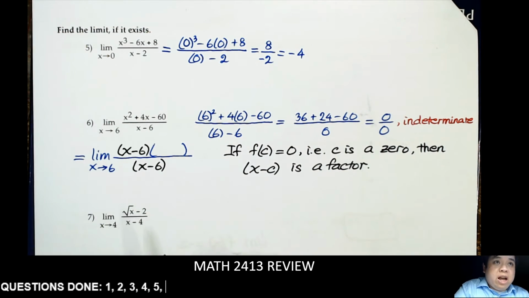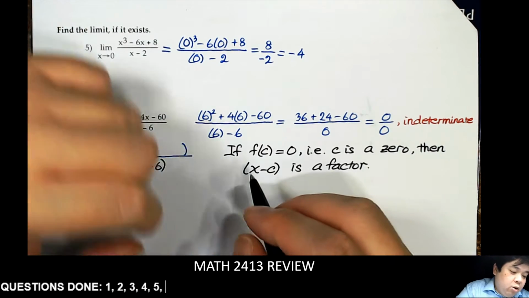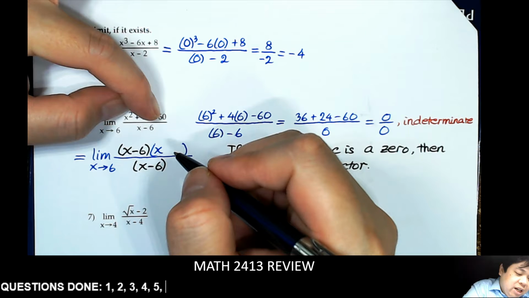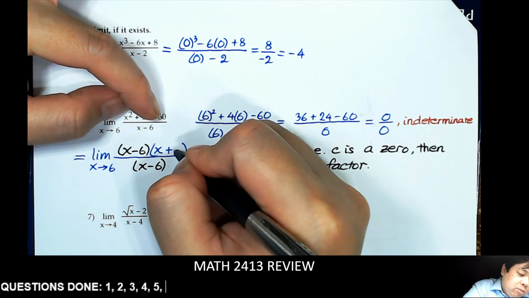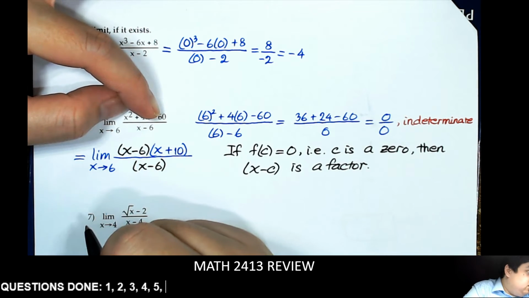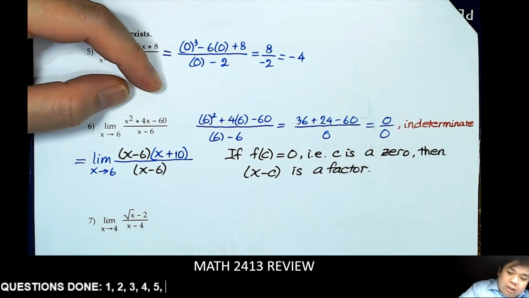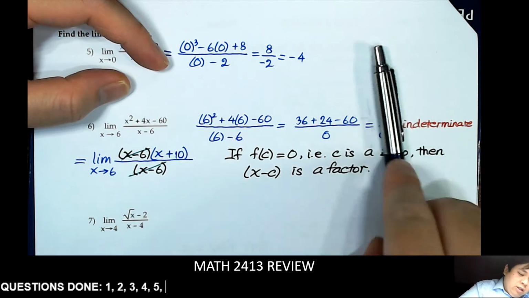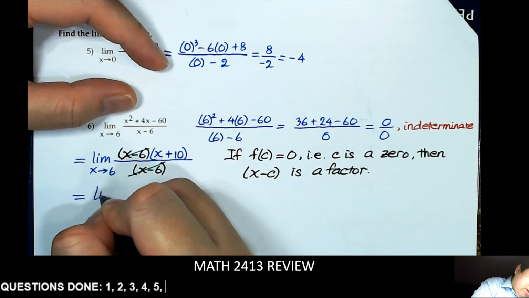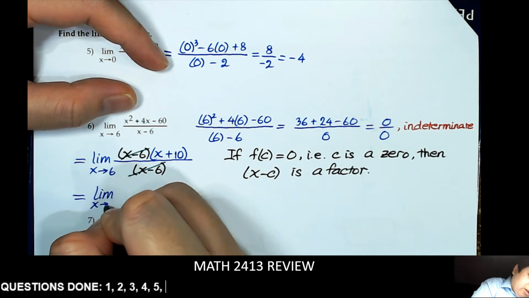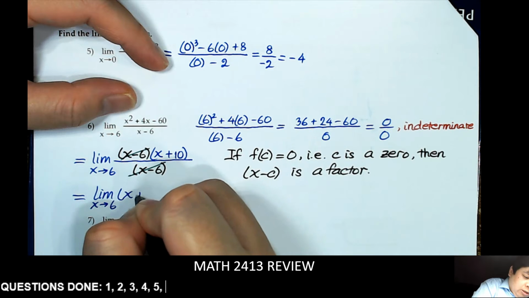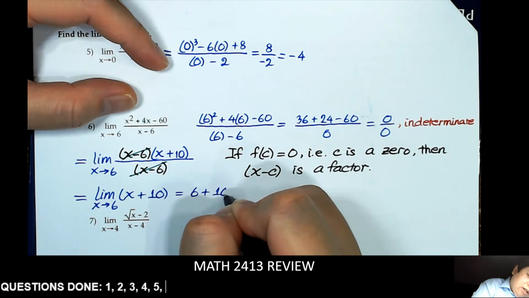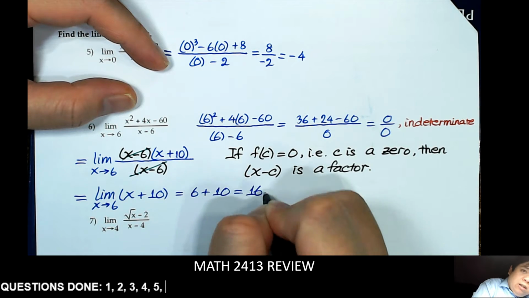Multiplying will give us x squared plus 4x minus 60. Right. To get x squared, we're going to need the x, and to get negative 60, that's going to be plus 10. And both of them have x minus 6, so they cancel out. So we have 6 plus 10, which is 16.